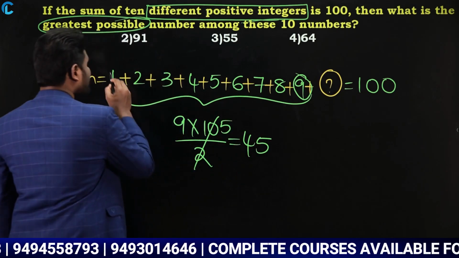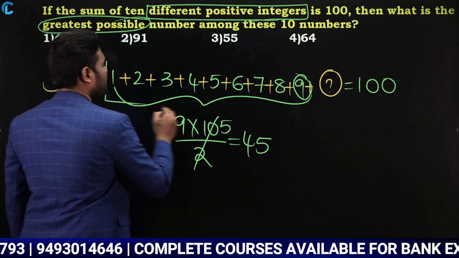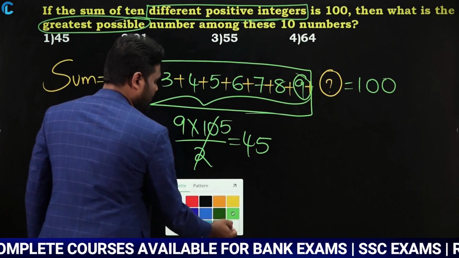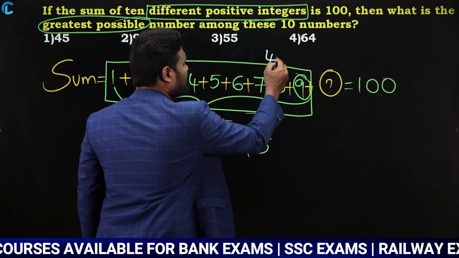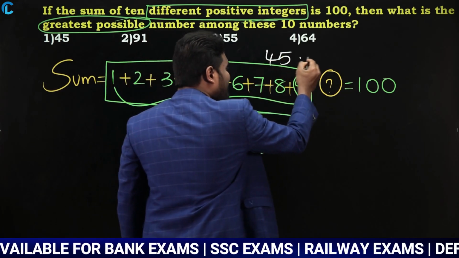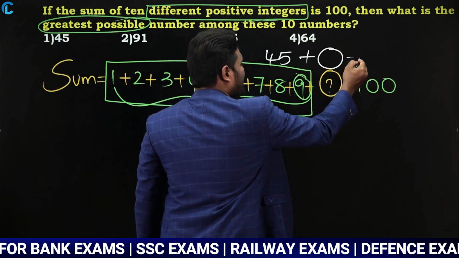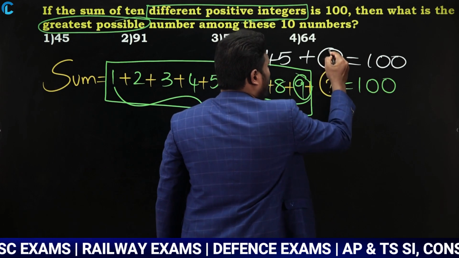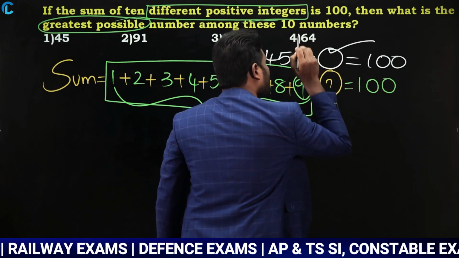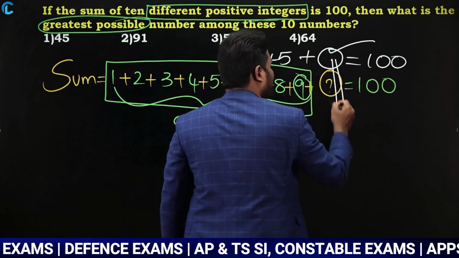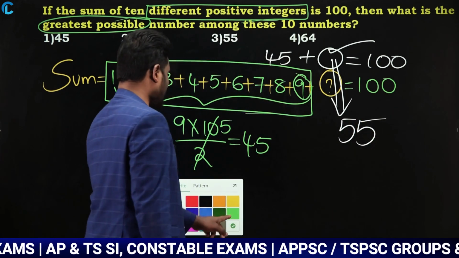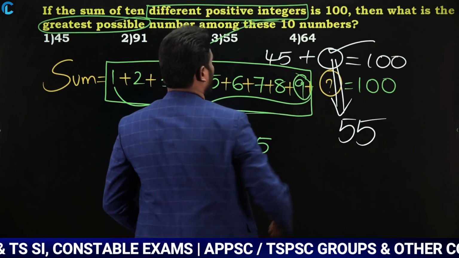Which means this 9 numbers sum is going to be how much? This 9 numbers sum is going to be 45. If the 9 numbers sum is 45 plus this 10th number is equal to 100, yes or no? Then what is this number? The maximum possible value for this number should be 55, yes or no? So I can say that the answer for this question is going to be option 3.